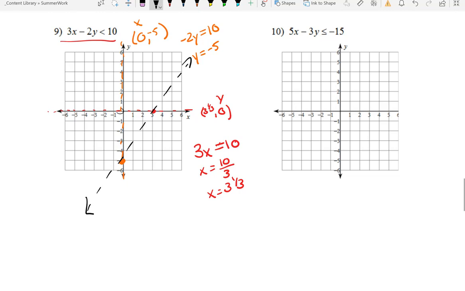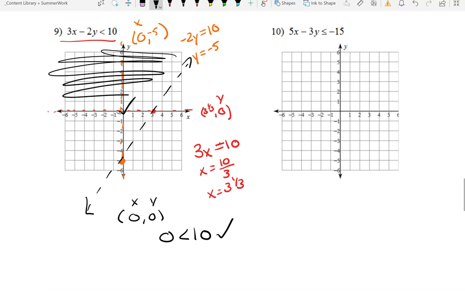So if I want to test 0, 0, that means x is 0, y is 0. So if I plug those into the inequality, I'm going to get 0 minus 0 is less than 10. 0 is less than 10. This is a true statement, which means this point works. So if this point works, everything on that side also works.